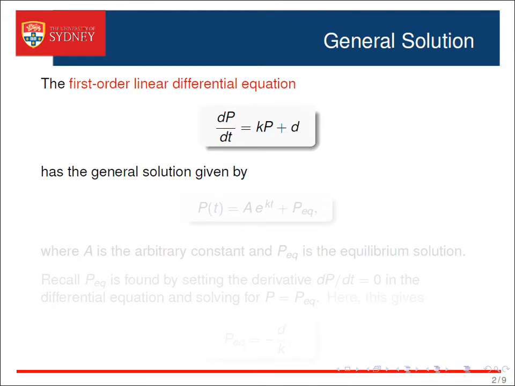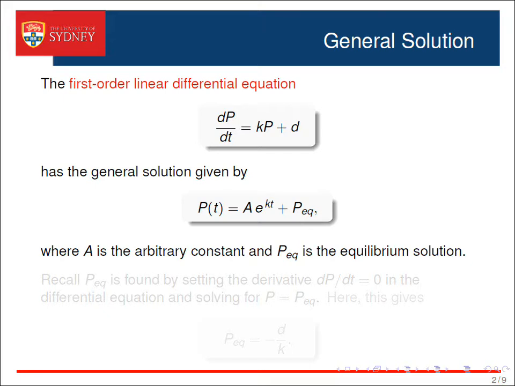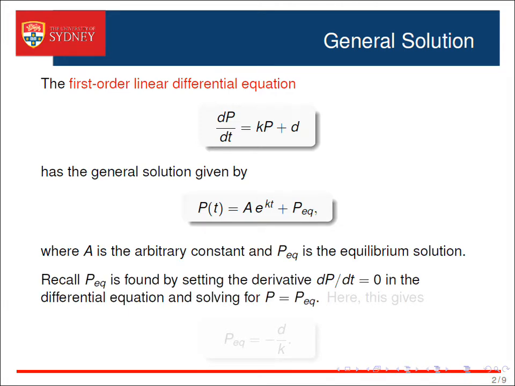Slide 2, General Solution. The general solution of the first-order linear differential equation dp/dt = kp + d is p(t) equal to an arbitrary constant a times e^(kt) plus the equilibrium solution, which we will call here p subscript equilibrium, or p equilibrium. The equilibrium solution can be found by setting the derivative in the differential equation to be 0, setting p to be equal to p equilibrium, and then solving for p equilibrium.